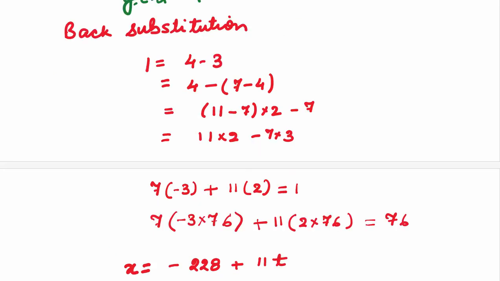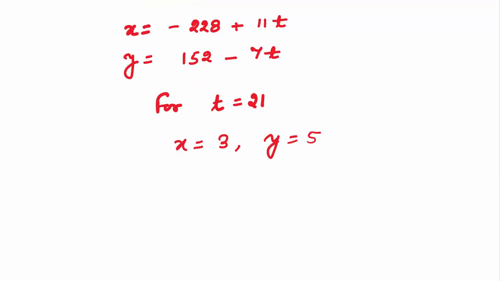Now, back substitution will give us 7 into minus 3 plus 11 into 2 is equal to 1. If we multiply all over by 76, we get the solution as x is equal to minus 228 plus 11t, as the GCD is 1, and y value as 152 minus 7t. This will be the general solution. Take t is equal to 21, we will get x is 3 and y is 5. We have already done how we solve Diophantine equations using the Euclidean algorithm. You can check my video on this.